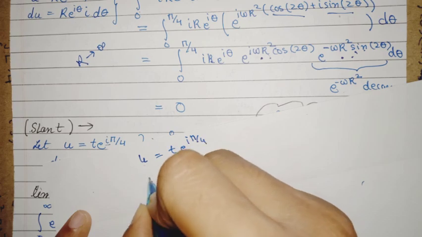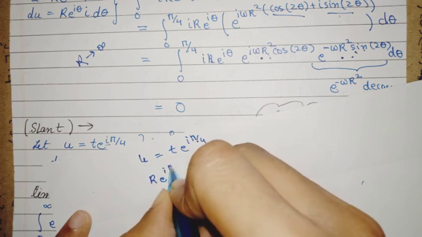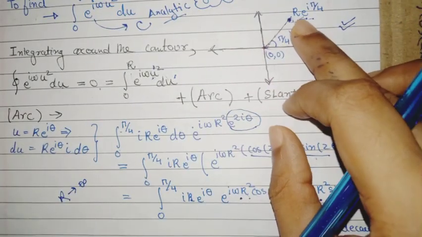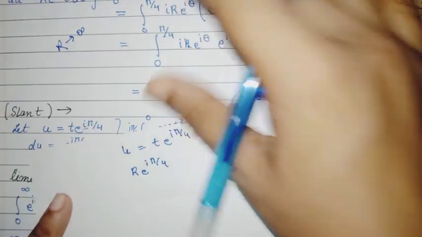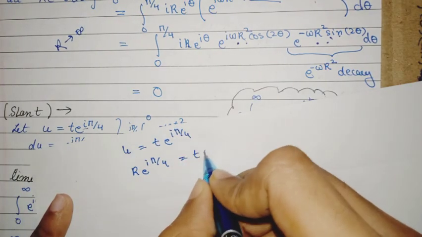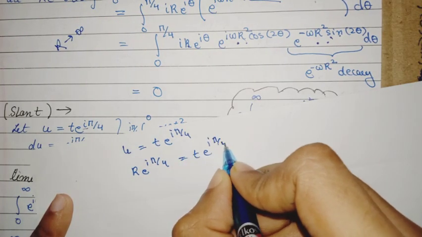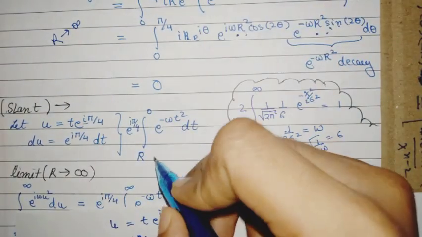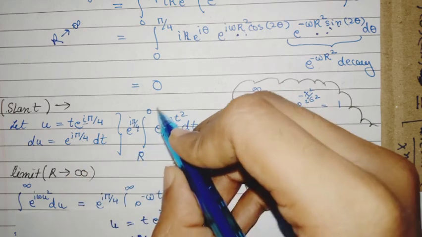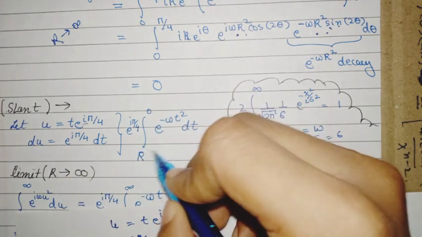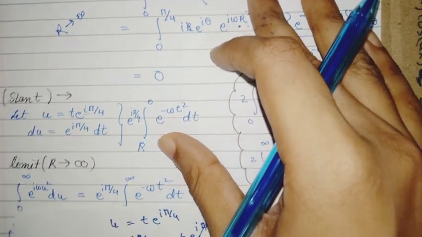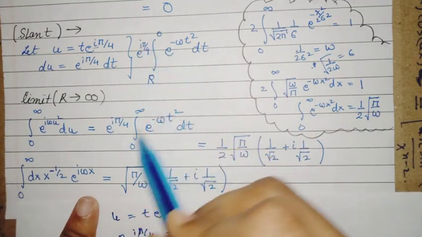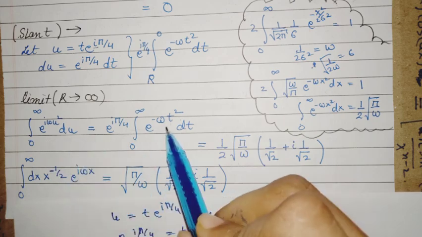So when u is r e power I pi by 4, which is just this point, this equals t e power I pi by 4. This gets cancelled, you get r equal to t. So those are the limits. r equal to t; when u is 0, t is 0. So this is the integral. Now I substitute everywhere r tending to infinity. The arc part dies off, and finally I get two parts.